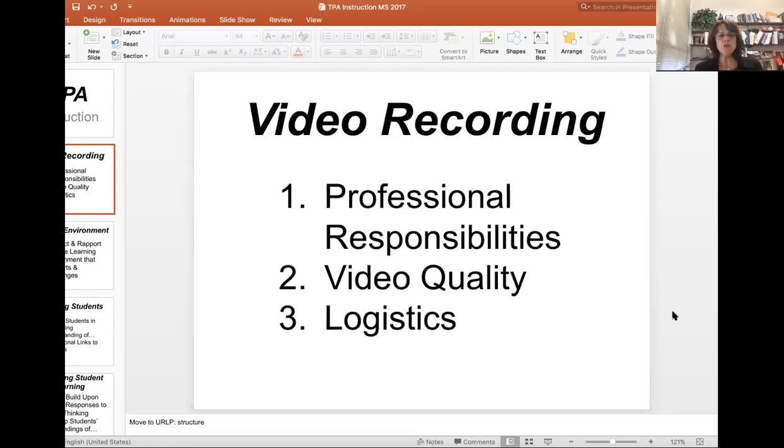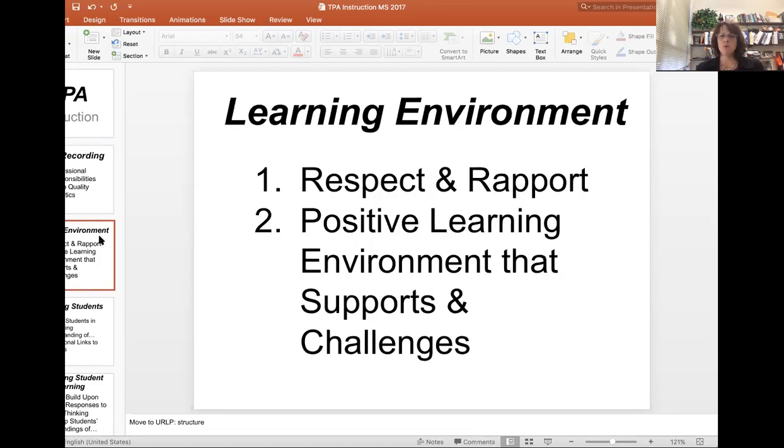Okay. So we're going to go ahead and move on to the prompts, and this is where you might want your URLP so that you can look at how the prompts and the rubrics align. I'm going to give you some pointers about what to consider when you are writing your commentary responses. Okay, so your first prompt is about the learning environment.